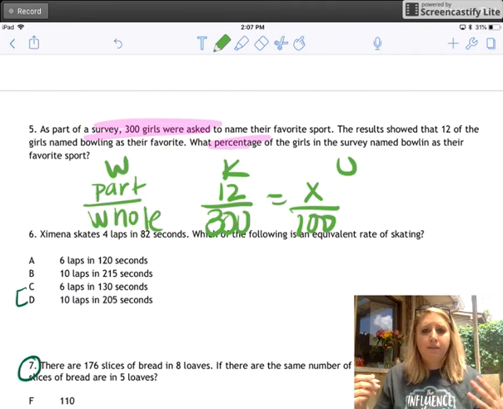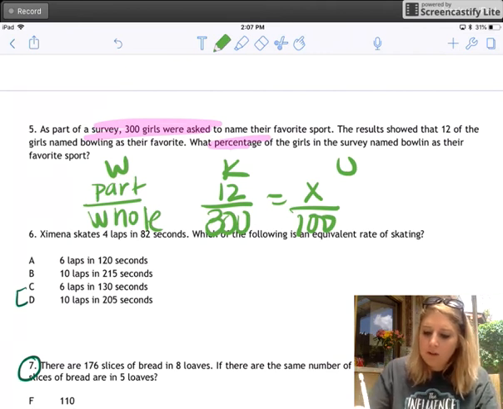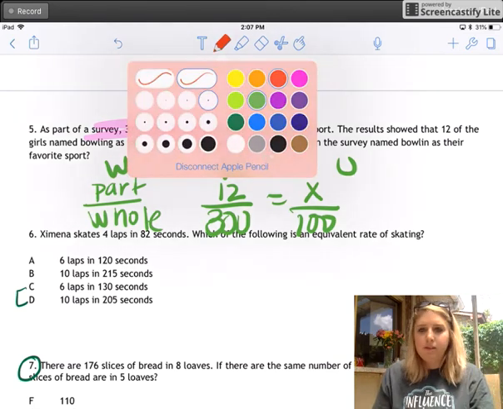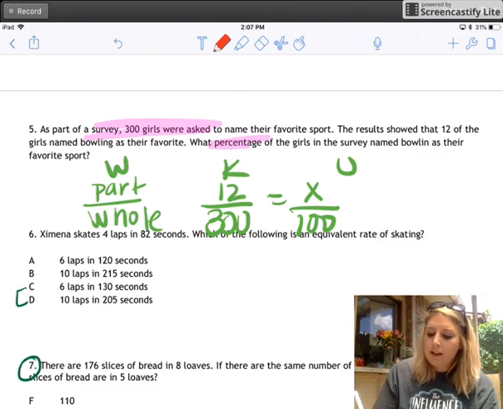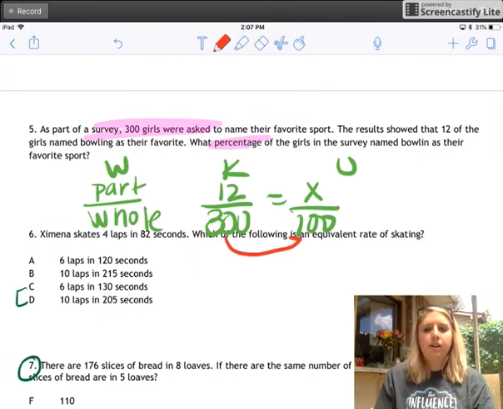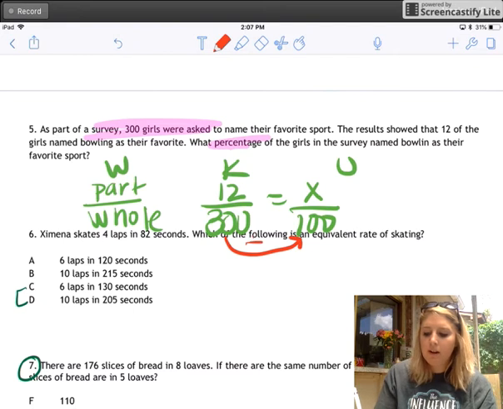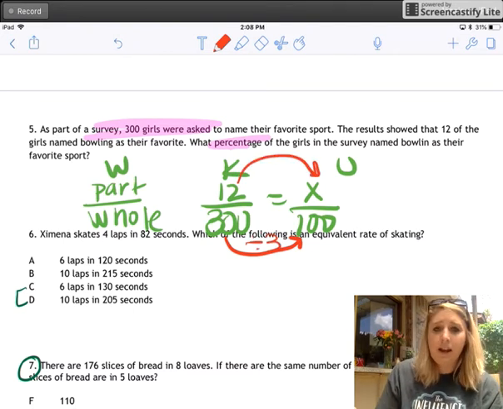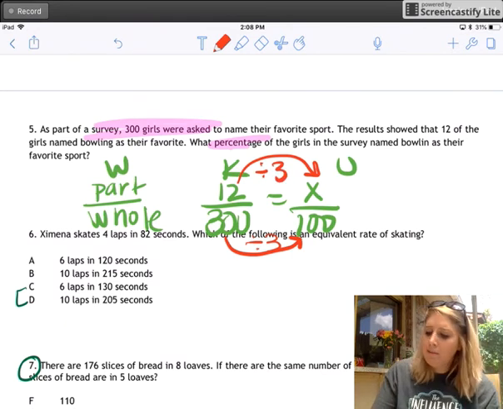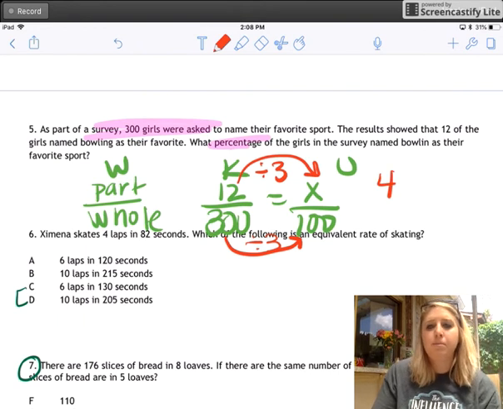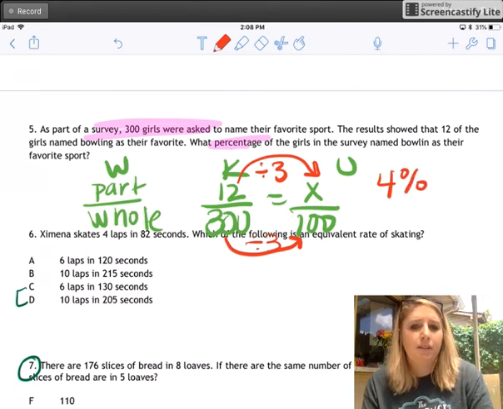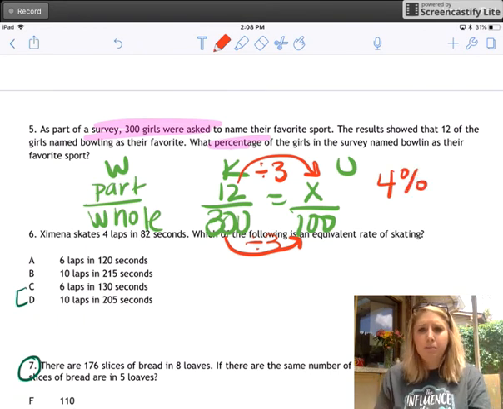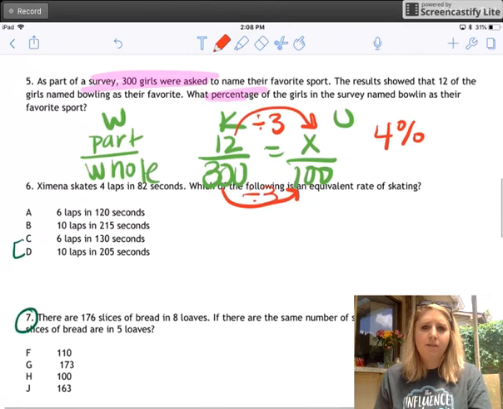All right, now that we have that set up, what we can do is look at doing some WKU. I do know to get from 300 to 100, all I have to do is divide by 3. So to get from 12 to X, all I have to do is divide by 3. So that means that 4% of our peeps named bowling as their favorite sport. And my iPad is going super slow here, so we're going to try to finish up this video.